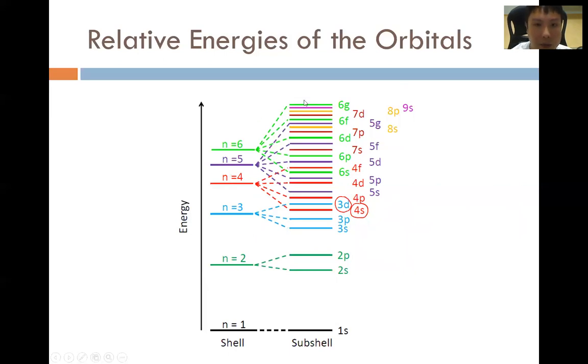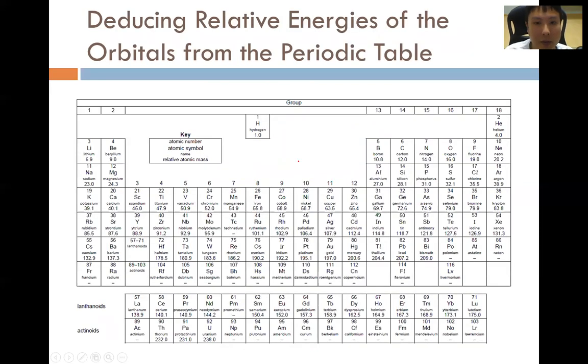So the answer to figuring out the relative energies of the orbitals is actually hidden in the periodic table. Let me explain how you get these relative energies from the periodic table. If you look at the periodic table, you can think of this as the n equals 1 row, n equals 2 row, n equals 3 row, and n equals 4 row.